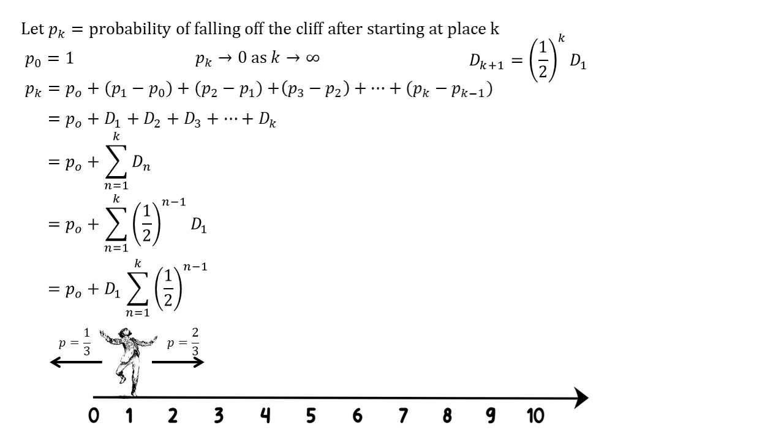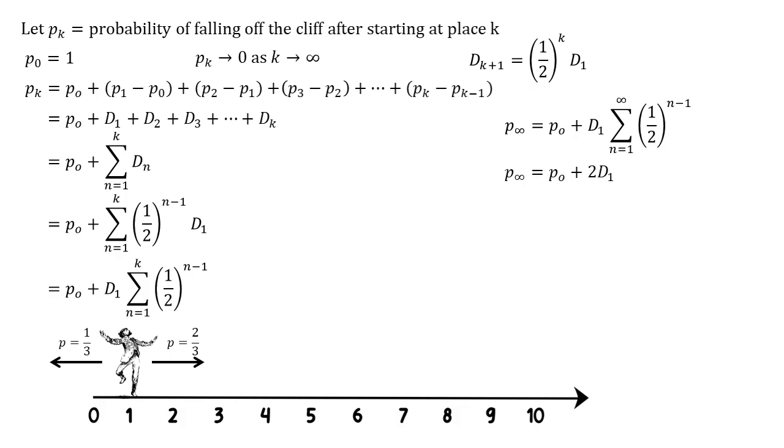So looking at what we've got so far, we know that p0 is 1, we've got a value for that, but we've also got a value for pk as k tends towards infinity. So let's work with that. Using our formula that we've just created, we can say that p infinity is going to equal p0 plus d1 times the sum from n equals 1 to infinity of a half to the n minus 1. Now this sum is just a half to the 0, which is 1, plus a half squared, plus a half cubed, and so on and so on. Well, the total of that is going to be 2, which you can work out by using the sum to infinity. So we get that p infinity is equal to p0 plus 2 lots of d1.